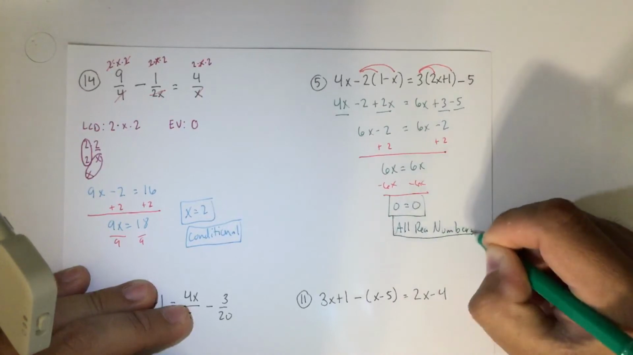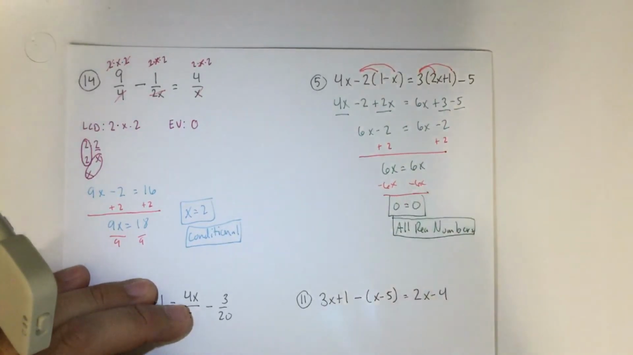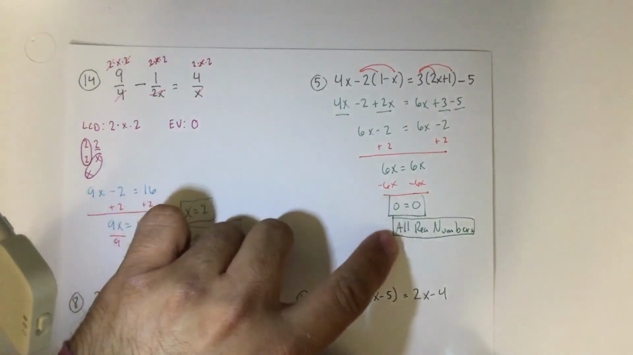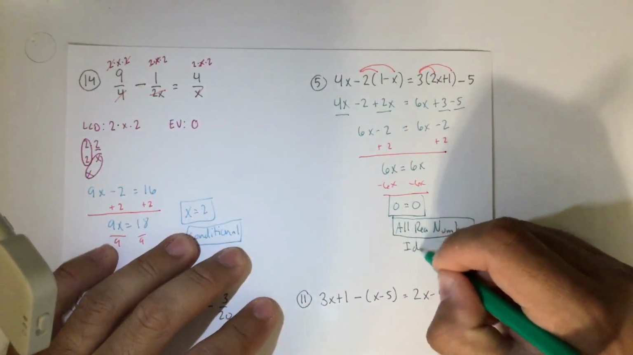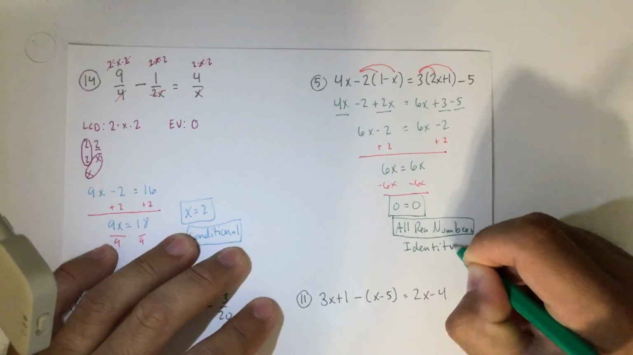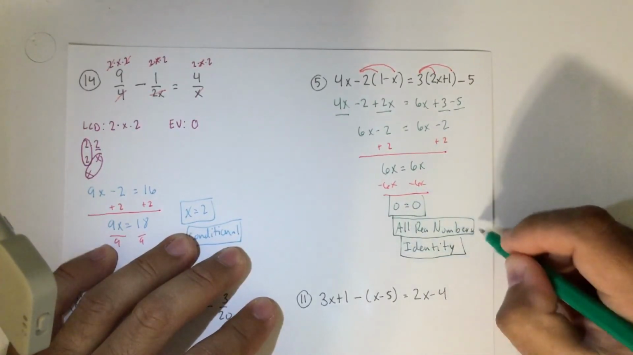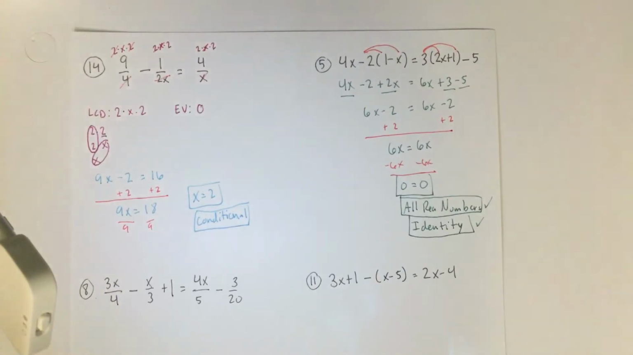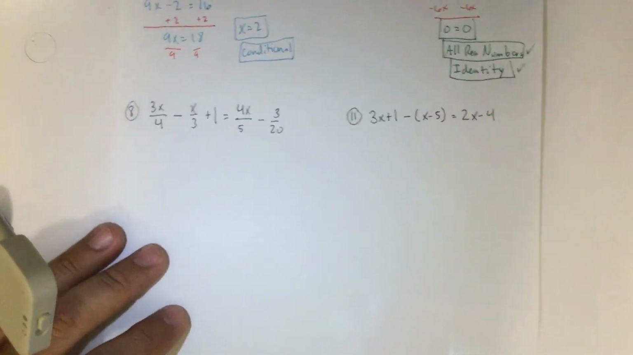And in terms of what type, the classification, well, conditional means one solution. If it's all real numbers, that's going to be the identity. So really, I'm looking for all real numbers and identity. All right, let's take a look at number 8.